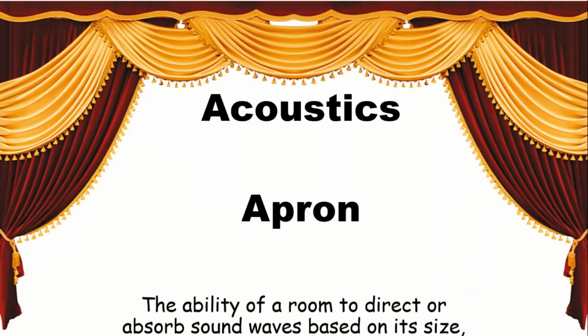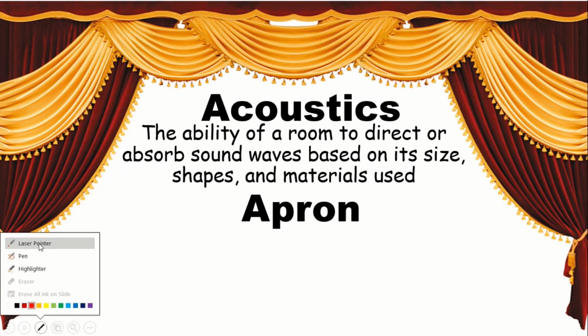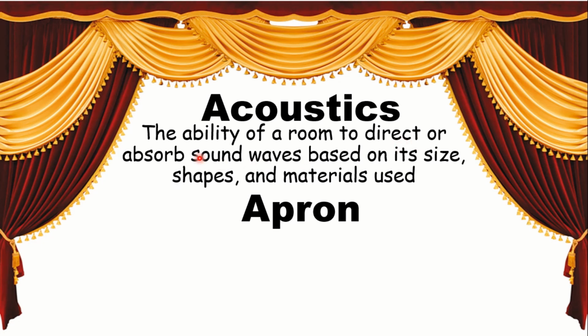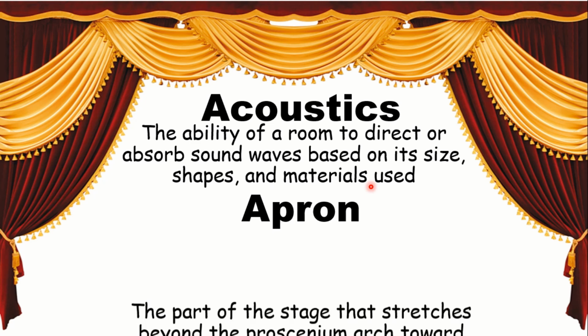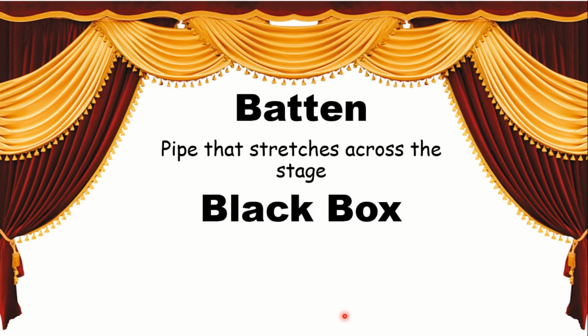So number one is what we call the acoustics. This is the ability of a room to direct or absorb sound waves based on its size, shape, and materials used. So orchestra shell towers and ceiling clouds can direct sound waves toward the audience, improving their experience. Next is the apron. This is the part of the stage that stretches beyond the proscenium arc toward the auditorium.